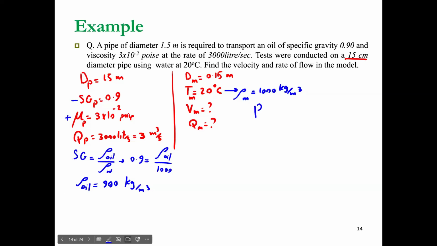If you start with Froude, you don't have any idea what to do with the viscosities. So I would say Reynolds of model should be equal to Reynolds of prototype. Rho V, instead of L, I can use diameter. L is the representative of a length. It doesn't matter. If you have depth, use depth. If you have diameter, use diameter. Divided by mu, equal to rho V D divided by mu for the prototype. Model.